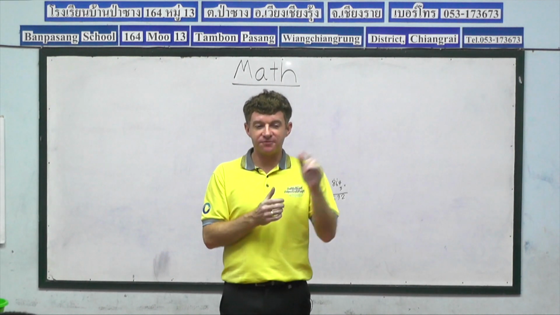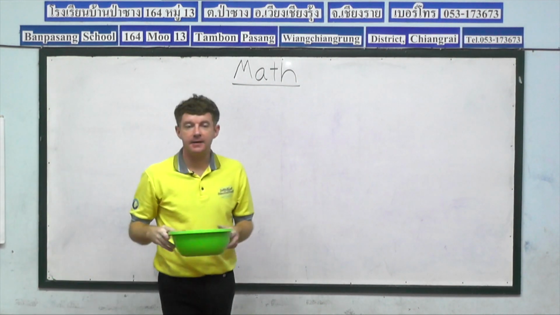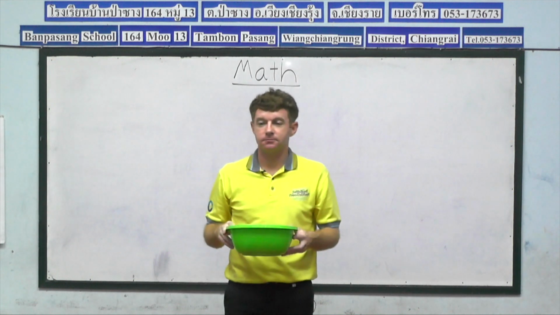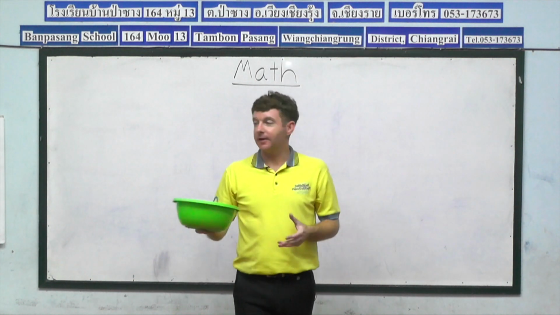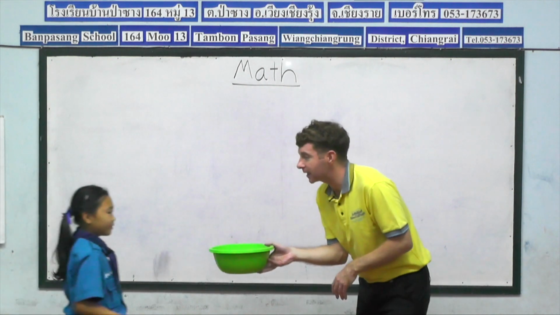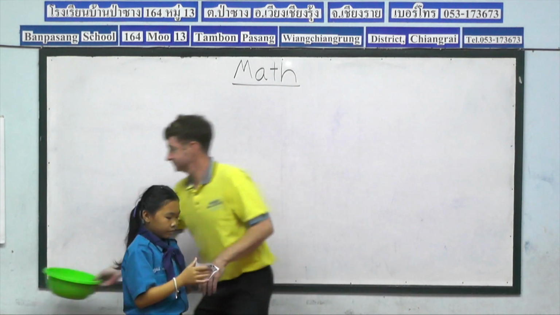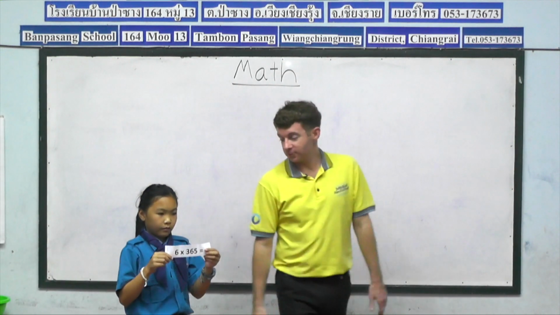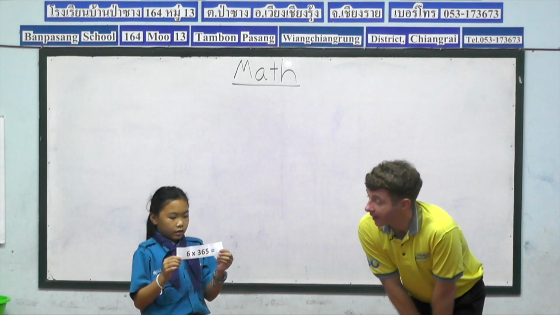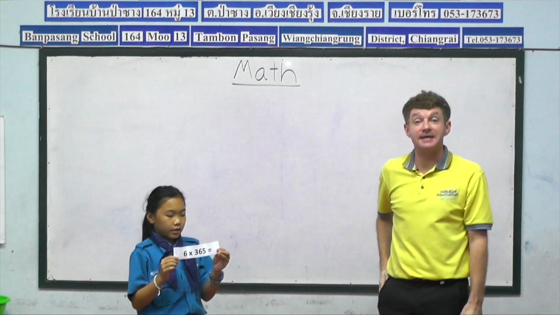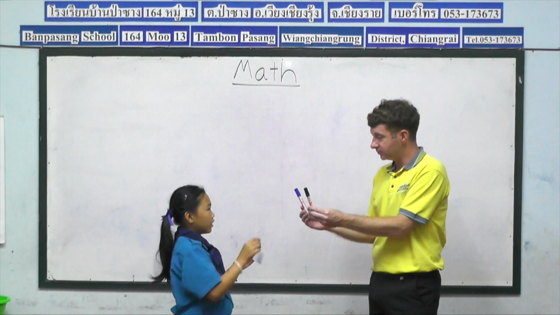Okay, I think we have time for one more. So I'll clean the board first. And then I would like to invite Nadia. Come and join me at the front of class, please. And Nadia, can you choose your multiplication sum and show it to your friends? So we have 365. Excellent. So Nadia, what color will you choose?